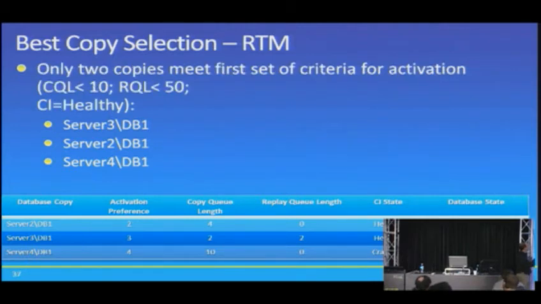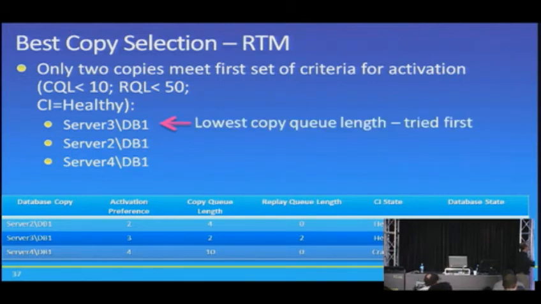Okay, now out of all the copies that we have, we've got 3 copies. Only 2 of the copies meet that first set of criteria, going back to that table of criteria. Only 2 of the copies have a copy queue length less than 10, a replay queue length less than 50, and a content index status of healthy. Out of those 2 copies, between server 3 and server 2, server 3 has the lowest copy queue length, so it will be tried first. That's the database copy we'll try to activate first.